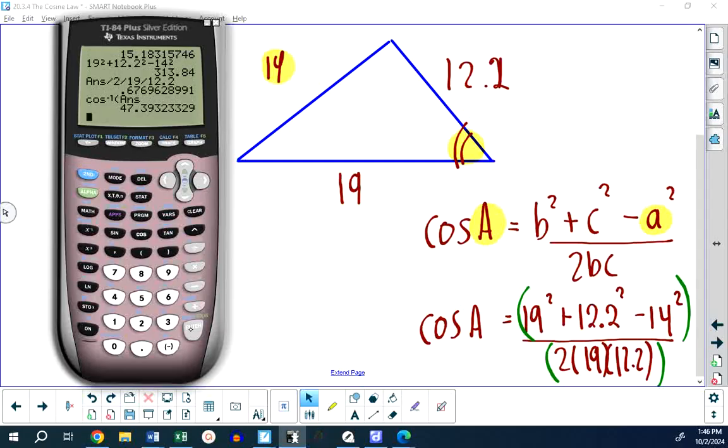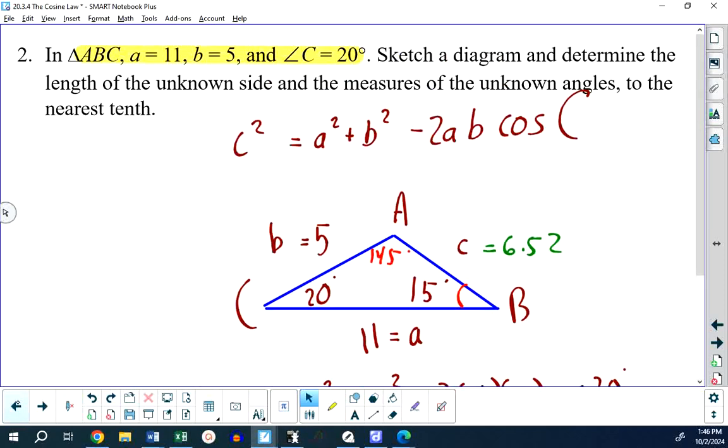So about 47 degrees. Are we okay with that one? Now, I want to go back and look at this. And I want to go all the way back to where we were here. And I'm going to ignore the angles.